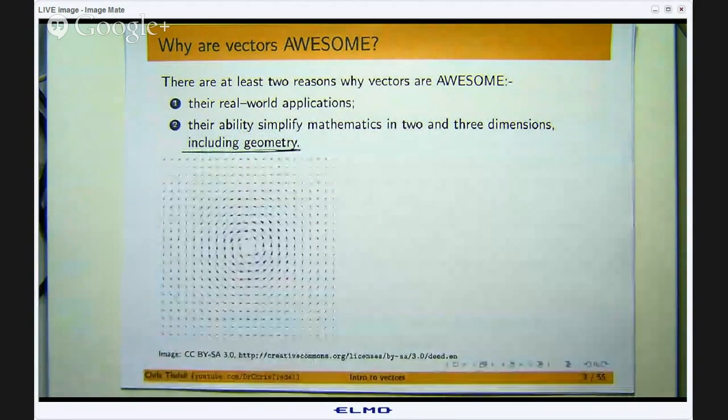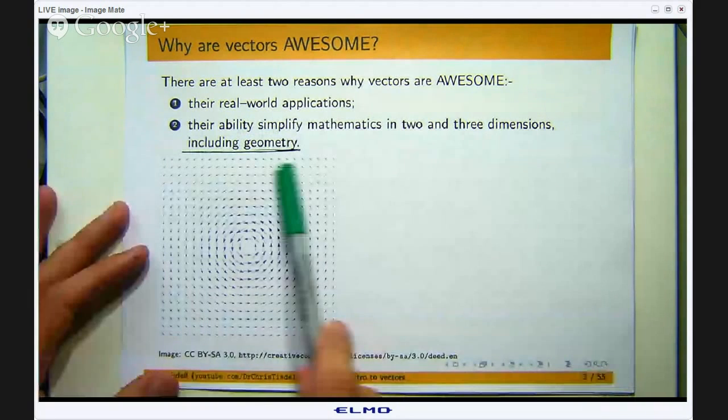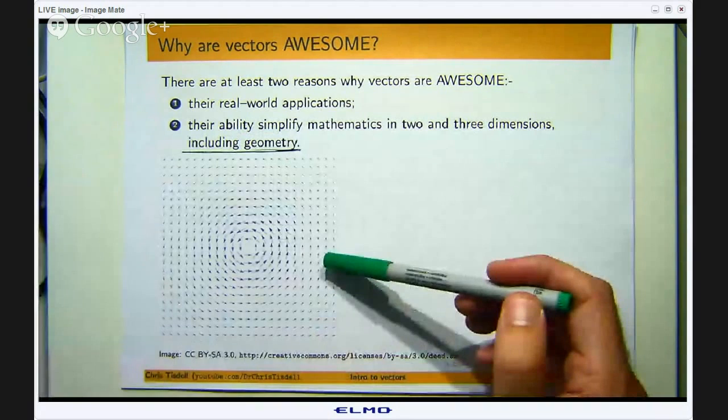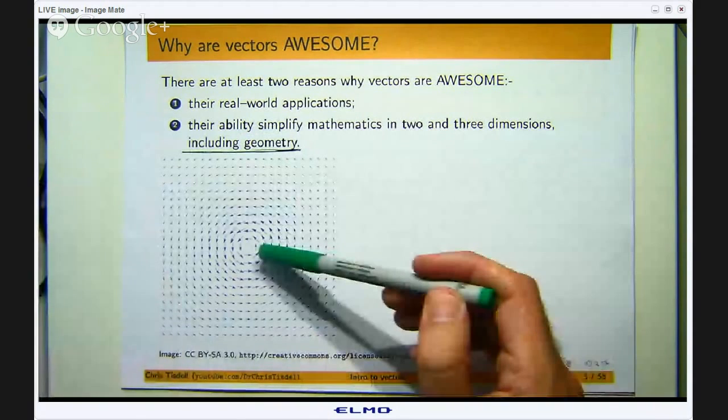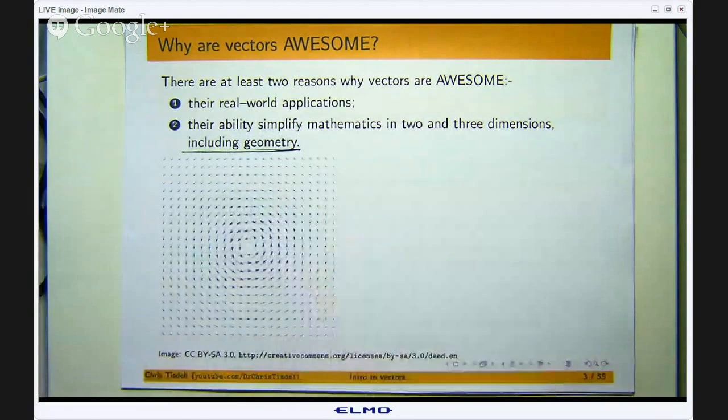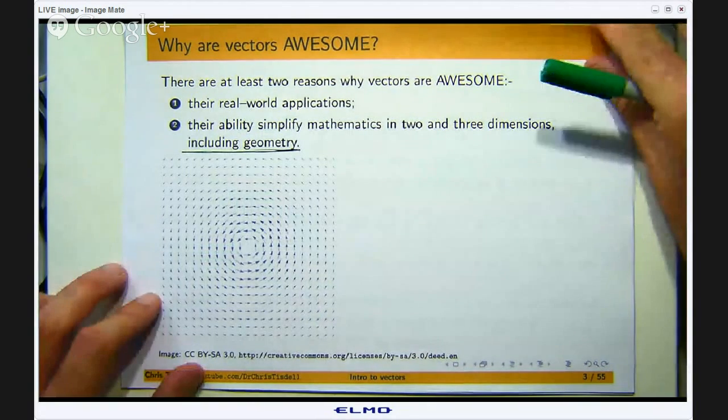Okay, now here is a picture of lots of arrows in the plane, and you can see if I'm out here, the arrows are shorter than in here, and they all seem to be sort of pointing in different directions depending on where I am in this picture. So this might be modeling the velocity of a wind or a circular wind or something like this.